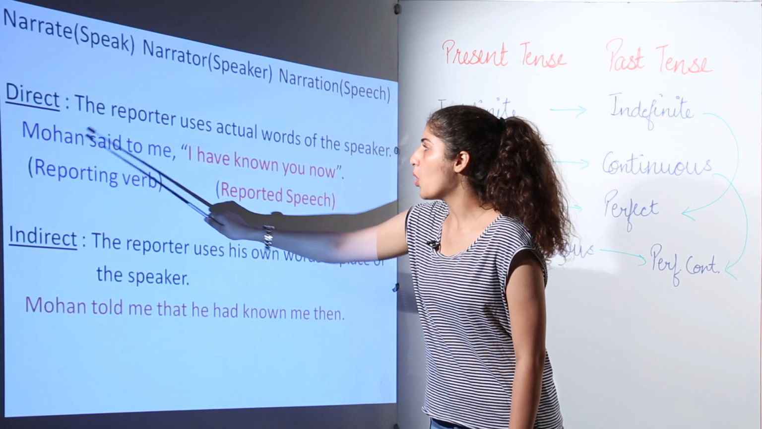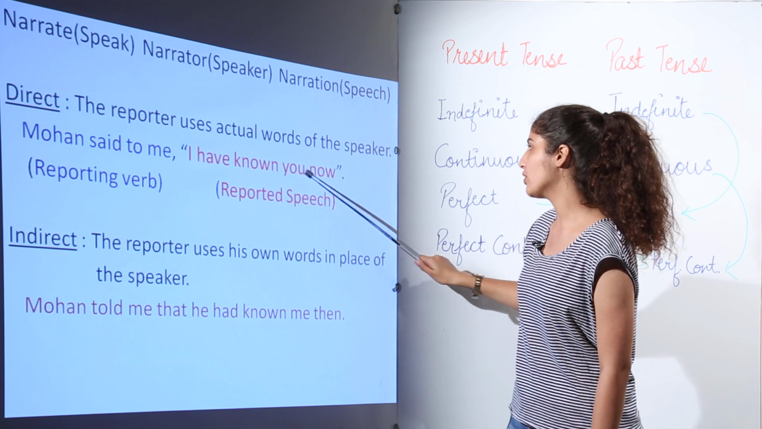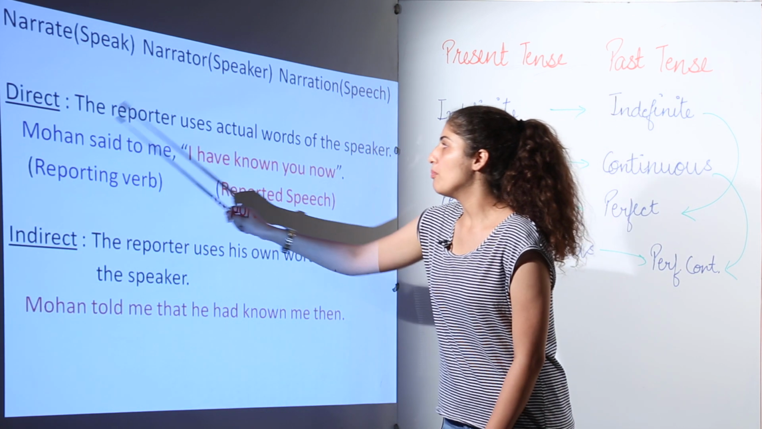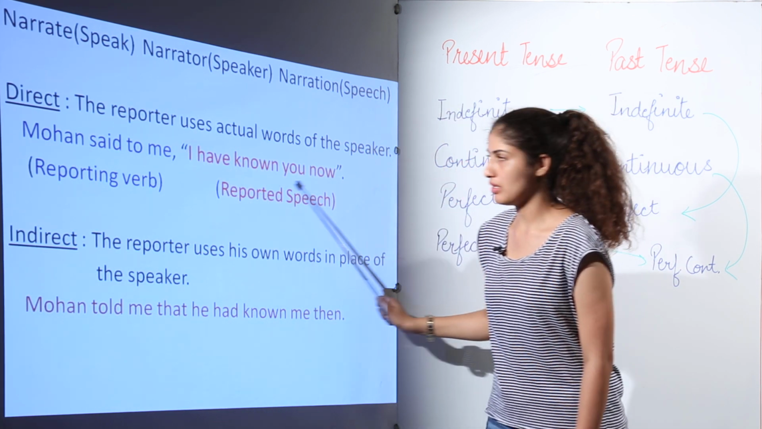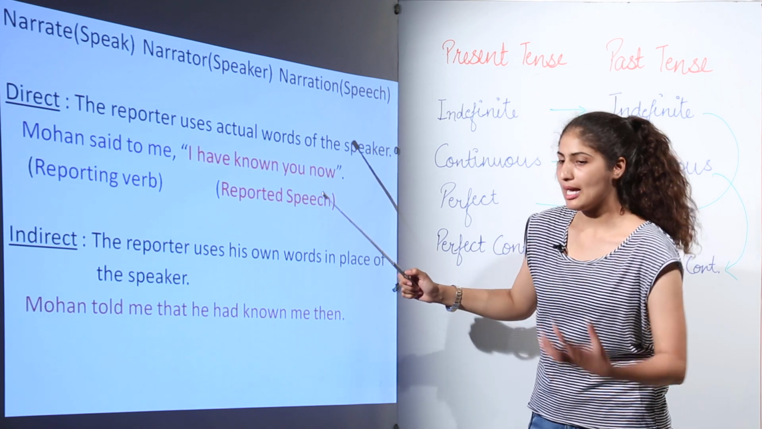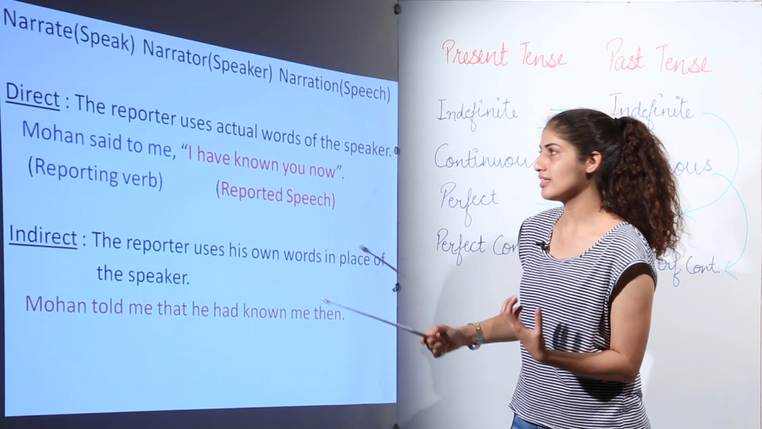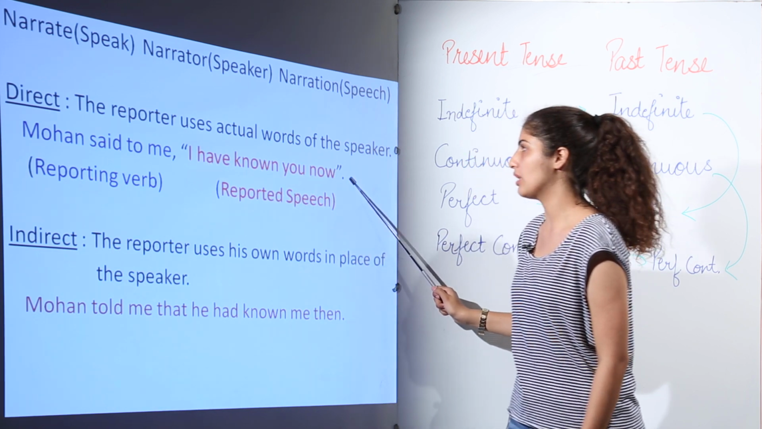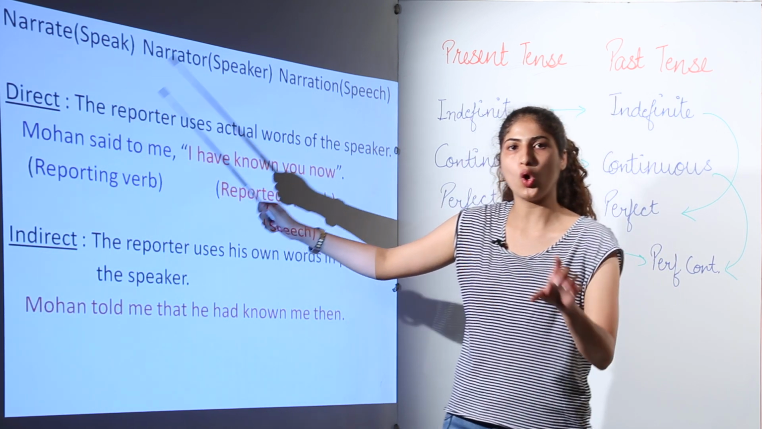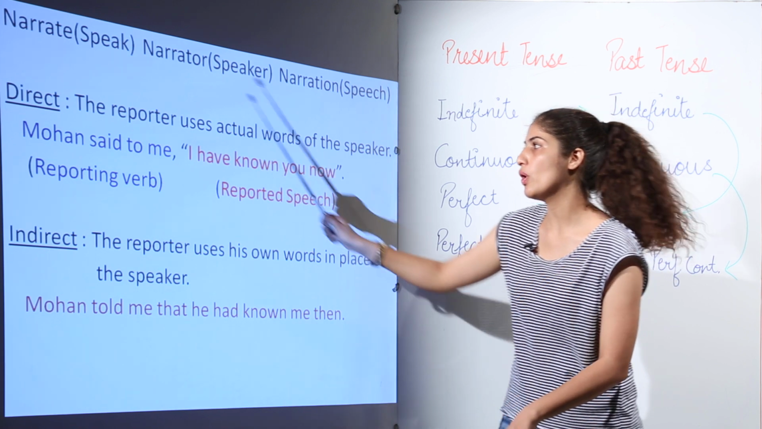For example, Mohan said to me, "I have known you now." That means Mohan said, use this word only. So now, Mohan, I am also interpreting the same way. If I am saying that Mohan said that I have known you now, this is the direct speech. That is, I have quoted the same sentence which Mohan has used.